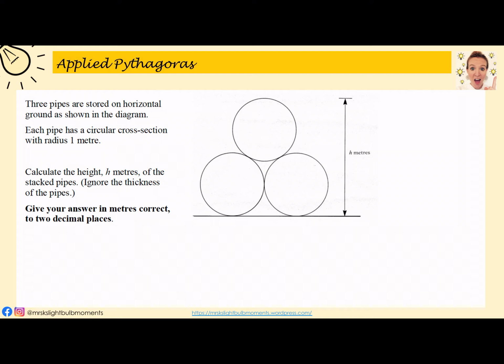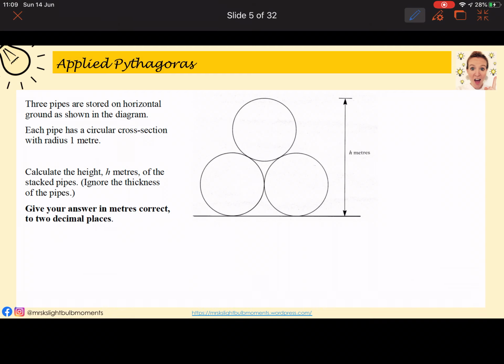Okay, so we've got to work out the height of this stack of 3 pipes. Each pipe has a circular cross-section with radius 1 metre. So that's going to be our important information that we need to know from this one. We've got a radius of 1 metre, and we need to work out the height. It says ignore the thickness of the pipes. That means the outside, the circumference. We just pretend that's negligible.